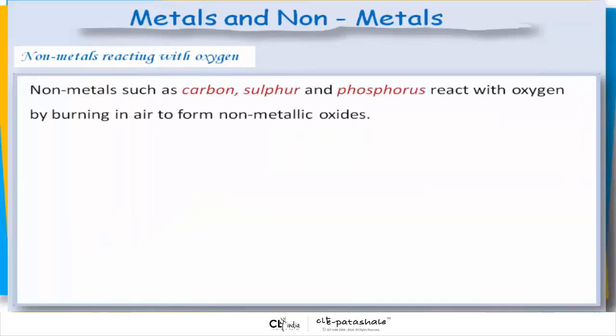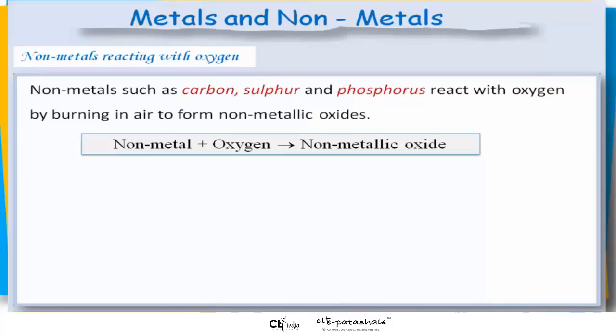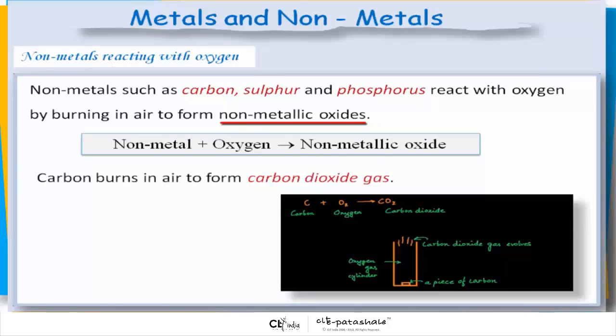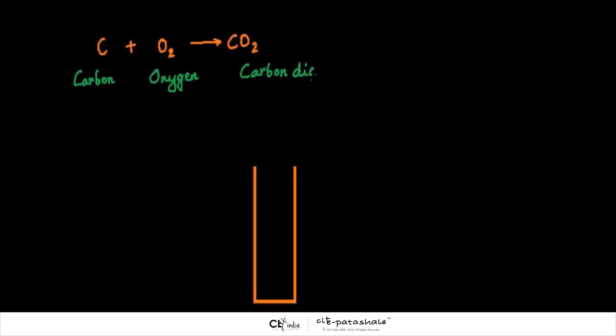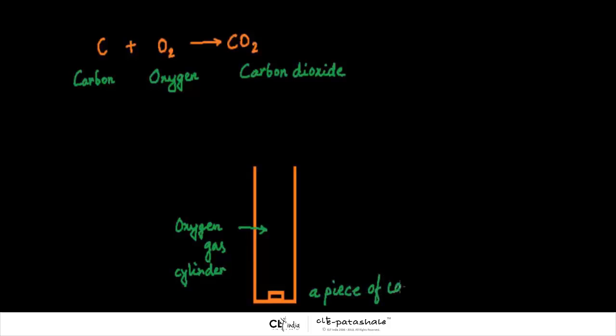Nonmetals such as carbon, sulfur, and phosphorus react with oxygen by burning in air to form nonmetallic oxides. Carbon burns in air to form carbon dioxide gas. C plus O2 gives CO2, where C is carbon, O2 is oxygen, and CO2 is carbon dioxide. Let us take a cylinder full of oxygen gas. Now, put a piece of carbon at the bottom of the cylinder. You will find out that carbon dioxide gas generates from the cylinder.